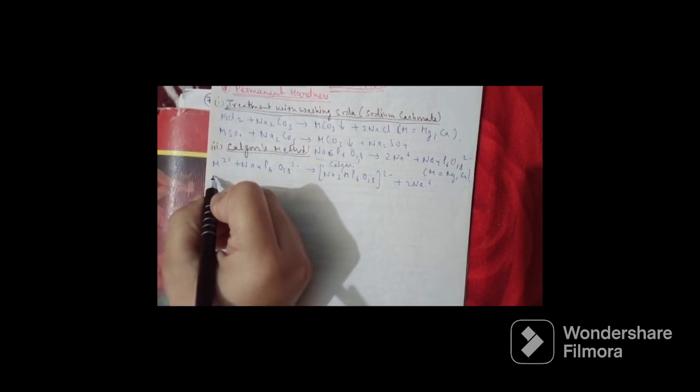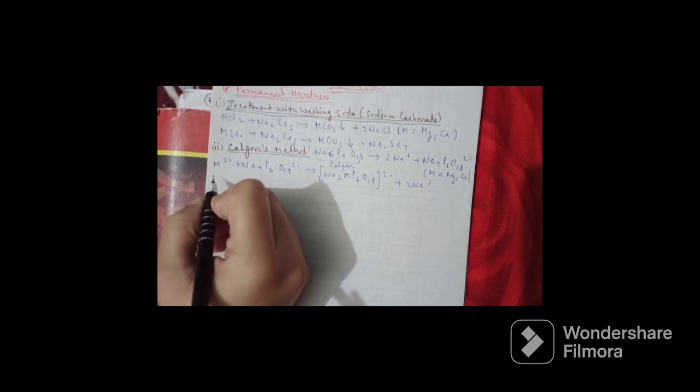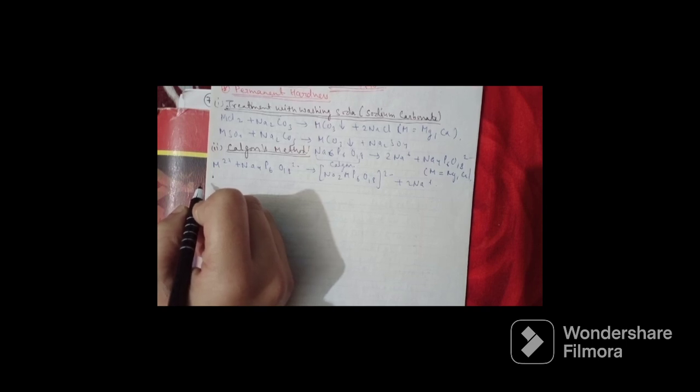Now we have another one, which is the ion exchange method. The third one, ion exchange method. Mostly they do not ask about this method. Next we'll discuss the synthetic resins method, but most important are treatment with washing soda, sodium carbonate, and Calgon's method. But it is in your course, so we'll discuss that.